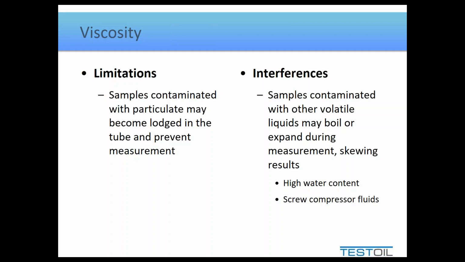In terms of interferences, because we are measuring at 40 and 100 degrees Celsius, it is possible that there may be other products within the lubricant that are volatile at those temperatures, meaning that they may be boiling off or driving out at those temperatures. So water content would be a good one. As an example, 100 degrees Celsius is the boiling point of water. So if a sample has significantly high water content, you may see the water boil as it tries to flow down the tube. Well, if the water is boiling, steam bubbles are going to try and rise upwards through the tube while the oil is flowing downwards through the same tube. This skews the measurement significantly.